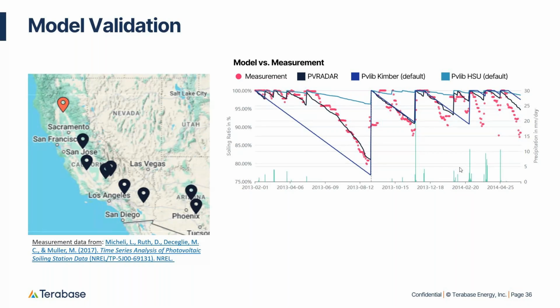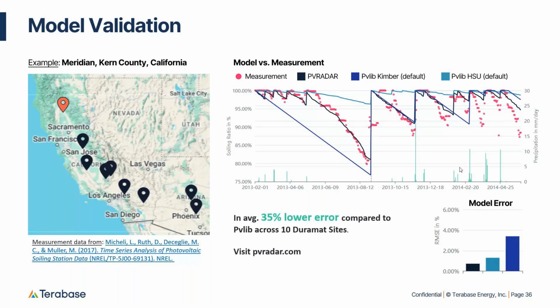What we can see is that our model is a lot better than these two. If you were to use PVLib HSU, you tend to underestimate soiling, at least at this location, and the Kimber model tends to overestimate the soiling, which is mainly because of their rain cleaning threshold. In terms of modeling error, our error is far smaller. Actually, if we do the same for all of the 10 sites in this data set, we find that we have a 35% lower root mean square error compared to the best option in PVLib, which is the HSU model, across the 10 DuraMat sites.